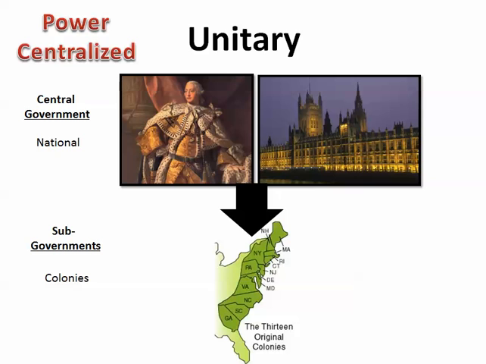Under unitary system from 1607 to 1781, we see the American colonies, original 13, were under a unitary system. And in this type of system, power is centralized. That means it's in one place. It's in the national government right here. King George III and Parliament. Parliament's going to make these laws. King George III is going to enforce them, and they're both together.